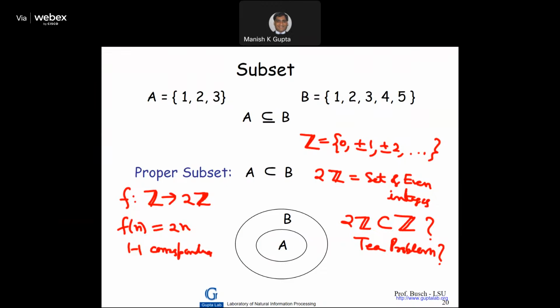Now a beautiful question comes here. We know the set of integers. How many of them are there? Infinite, right? And the set of even integers, 2 times Z, all even numbers. Even numbers are a subset of integers, right? Now both have the same number of elements, but one is a subset of the other. How is this possible? See the beauty.